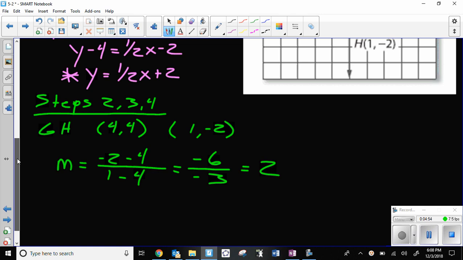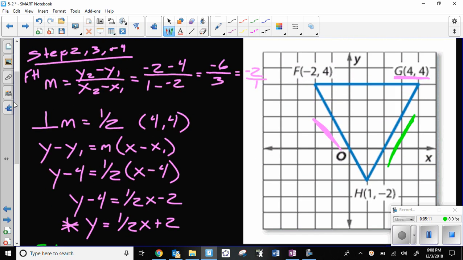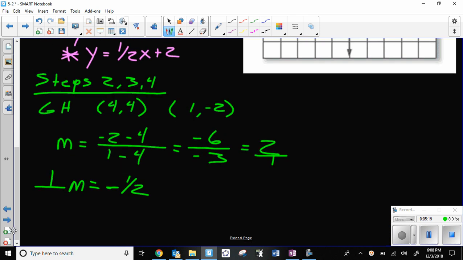Step 3 again was to find the perpendicular slope. This is 2 over 1. The opposite reciprocal will get us negative 1/2 this time. It goes through the opposite vertex. I found the slope of GH, which is this side, so my opposite vertex should be F, which is at (-2, 4).